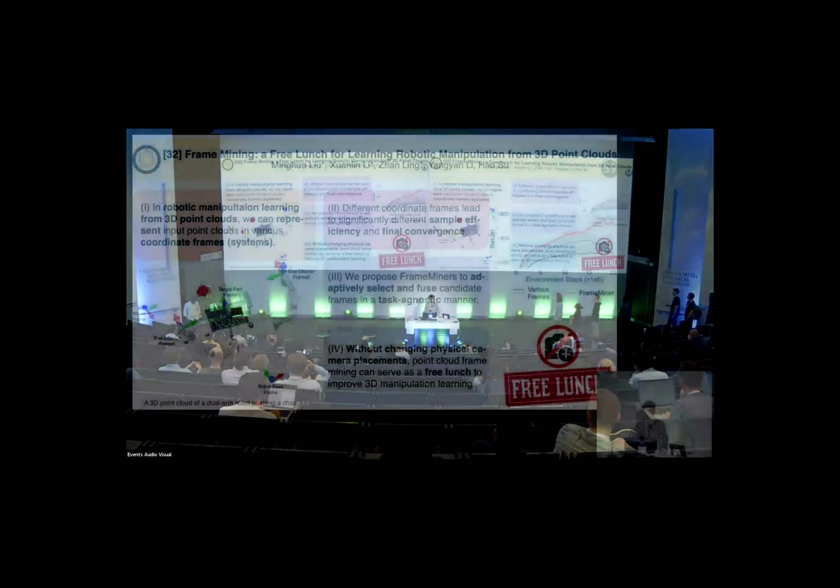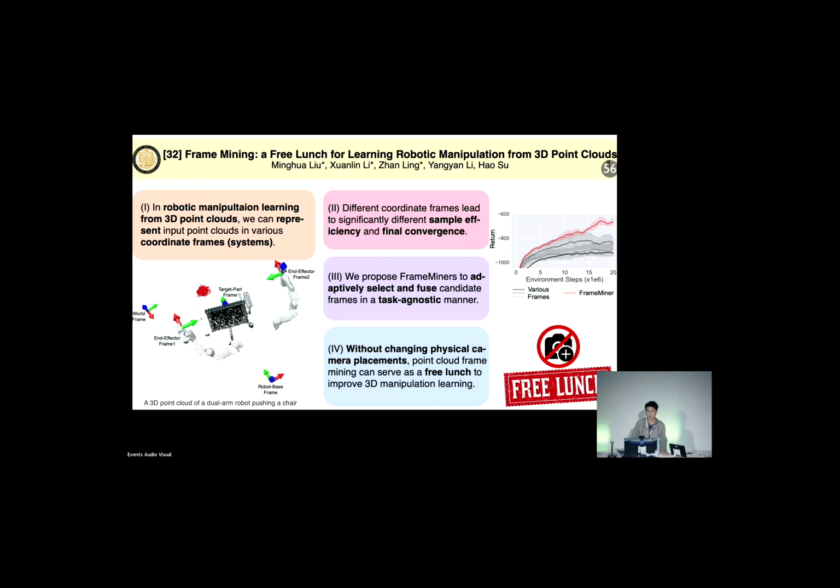Hello, everyone. Our work is about 3D reinforcement learning, where the input point clouds can be represented in various coordinate frames or coordinate systems. For example, the left figure shows a point cloud of a dual-arm robot pushing a chair, and the candidate frames include the world frame, the robot base frame, and 2 end effector frames, and the chair frames. We find that different coordinate frames can lead to significantly different sample efficiency, and we thus propose frame mining to adaptively select and fuse multiple candidate frames in a task agnostic manner.